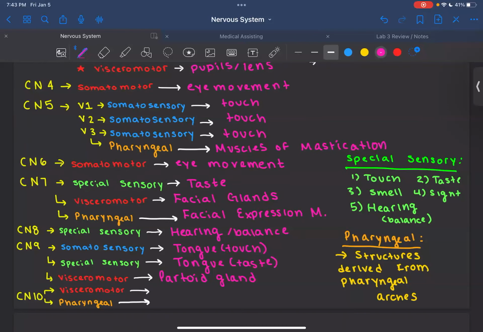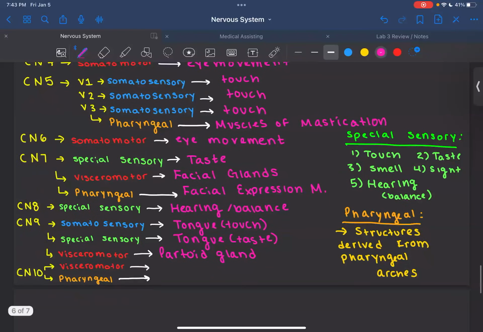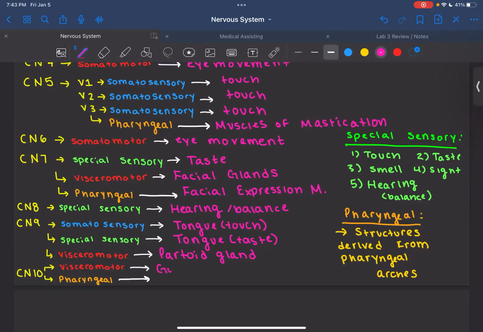Cranial nerve number 10, we have viscera motor. So that is going to be responsible for gut movement as well as innervation to the heart. That is something that is really important to remember. Just draw a cute little heart there, that the vagus nerve innervates the heart. That is one of the things that you should never forget.